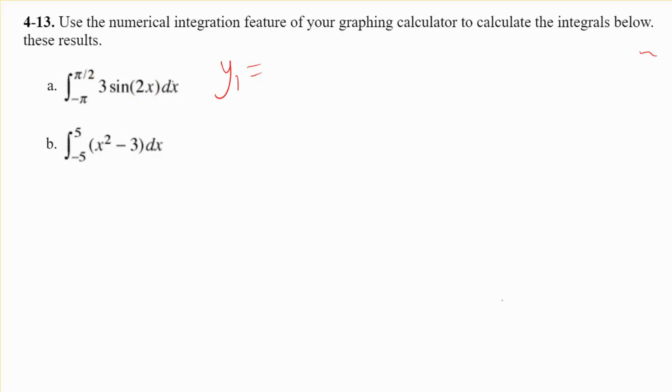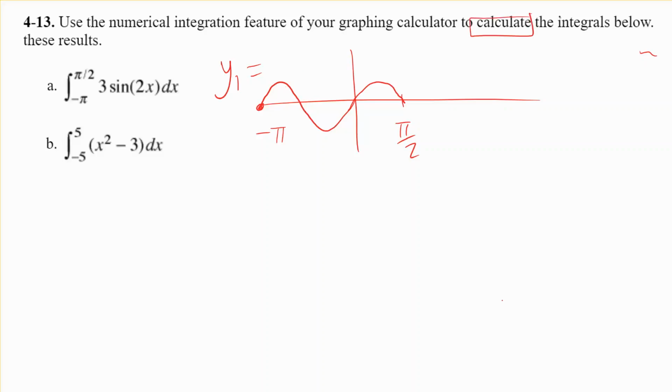Now we know what that function is going to look like. We could graph it from negative pi to pi over 2. And that b value of 2 makes it have a period of pi. So we should have a full period at negative pi, and then by pi over 2, we should be halfway back. So that's what we want our graph to look like. And then we want to calculate the integrals.